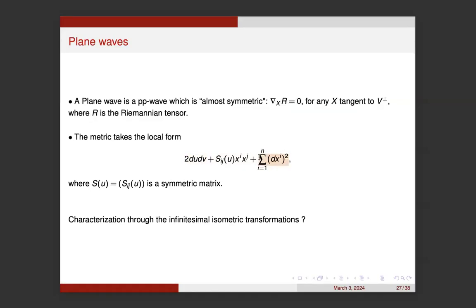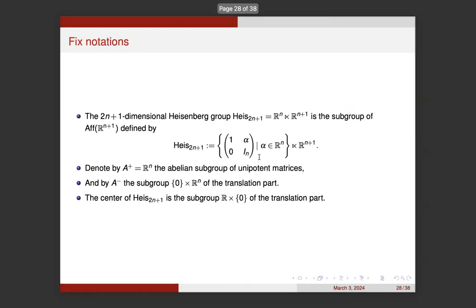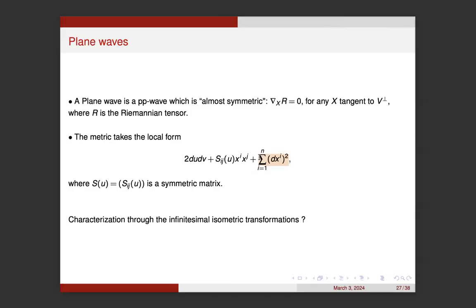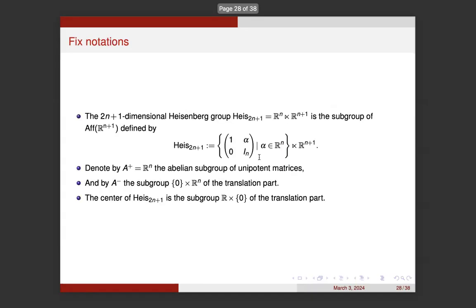There is another characterization of plane waves using the isometry algebra. But this is the general definition of plane waves. I want to study homogeneous plane waves. So I suppose that I have a transitive action of the isometry group. So the first task, given homogeneous plane waves, is to find the isometry group. What is the structure of the isometry group? I start by defining some objects I will need.